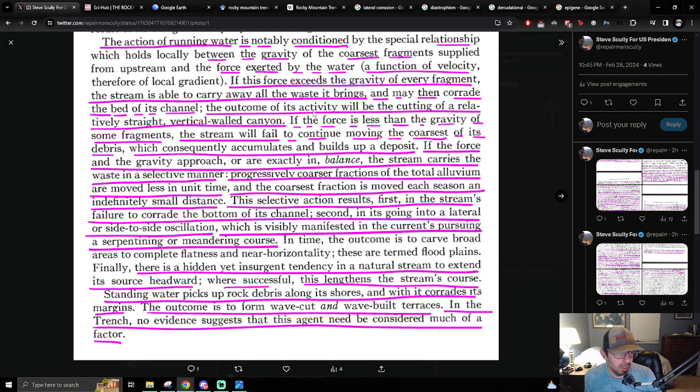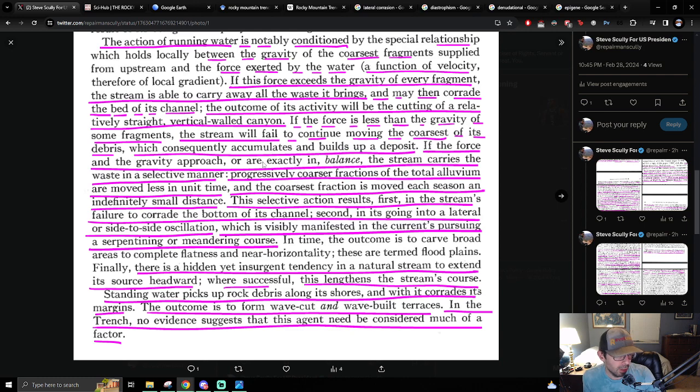The outcome of its activity will be the cutting of a relatively straight, vertical-walled canyon if this force exceeds the gravity of the fragments. If the force is less than the gravity of some fragments, the stream will fail to continue moving the coarsest of its debris, which consequently accumulates and builds up a deposit.